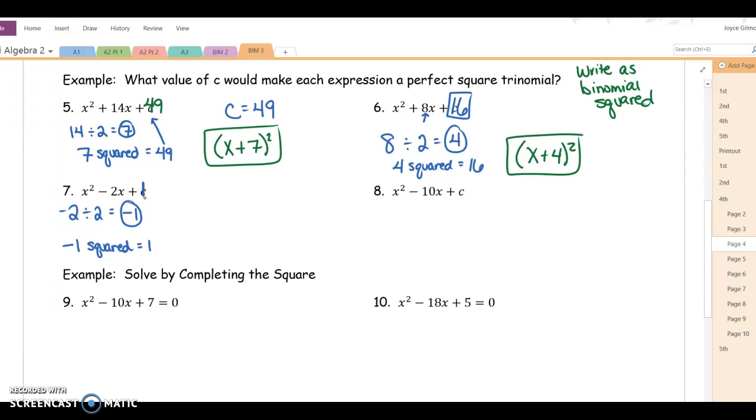Now, how did we get that c value? We squared negative 1. The key is negative 1. So the factored form is x minus 1 squared. Our c value was 1. And our factored form, the binomial squared, is x minus 1 squared. I want you to try 8 on your own. First, figure out what does c need to be, then write it in factored form.